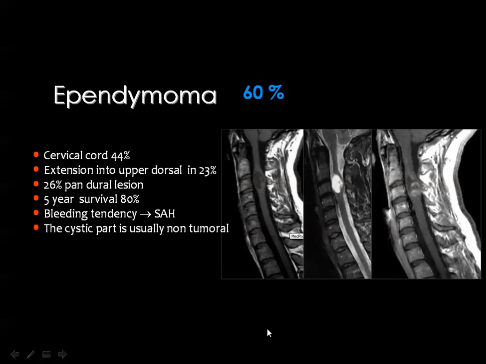This is a case of ependymoma, which affects the cervical spinal cord in about 45% of cases, and the lesion may extend to involve the upper part of the dorsal spinal cord. And this lesion shows a cystic component with a solid heterogeneously enhancing component after contrast injection. It shows high signal in the T2 weighted images, and it causes focal expansion of the spinal cord. These tumors may have a tendency to bleed, leading to the formation of subarachnoid hemorrhage. And you remember that the cystic part is not belonging to the tumor itself.